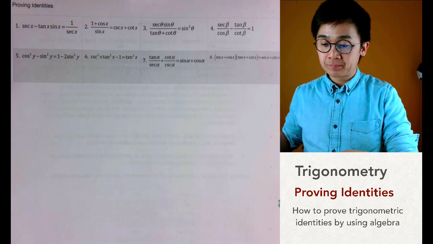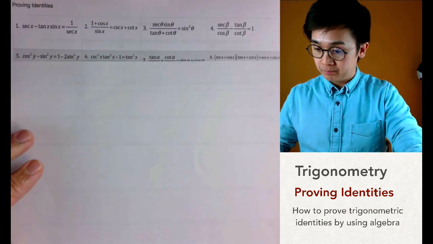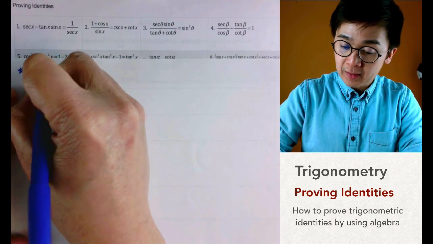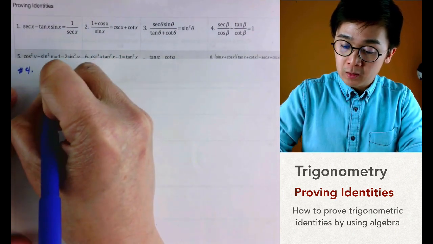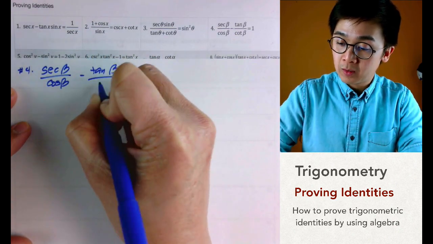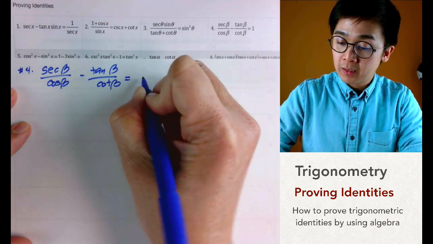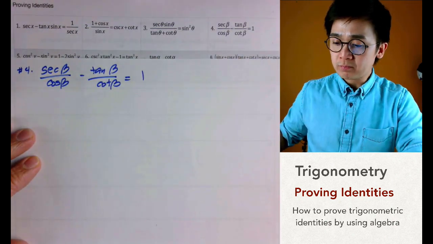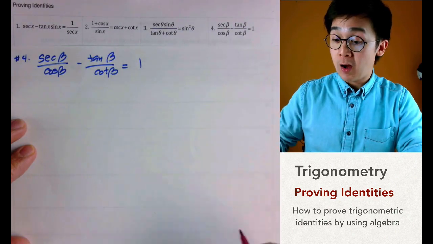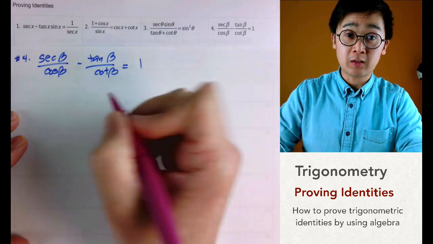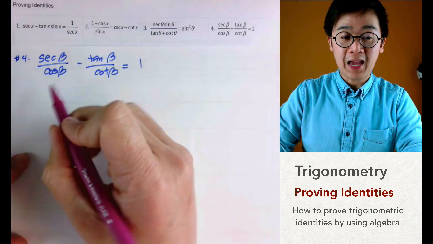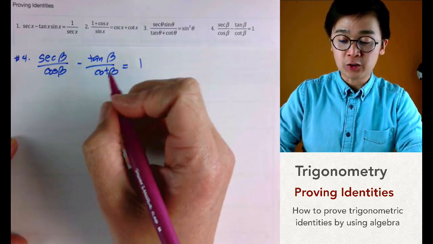And for problem number 4, we have secant beta all over cosine beta minus tangent beta all over cotangent beta equals 1. So this one, at least now we know that this is what we're going to be simplifying, because that's the more complicated fraction. So we're going to use the same concept that we did in number 3, adding or subtracting the two fractions using the formula.